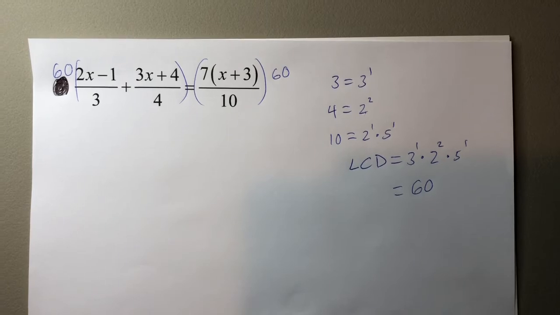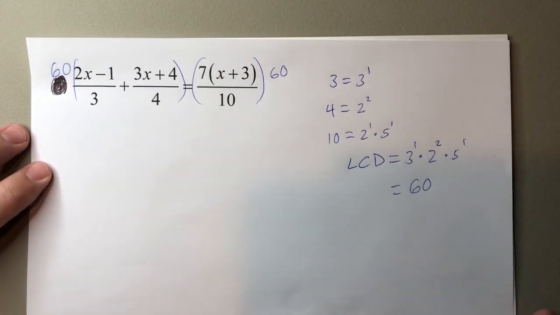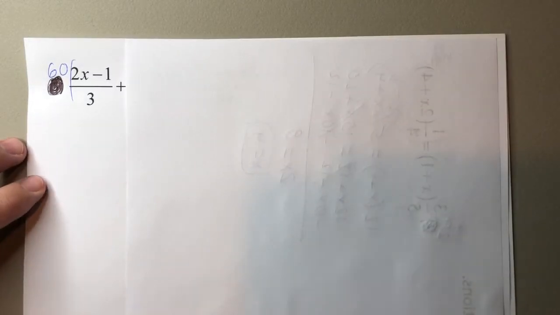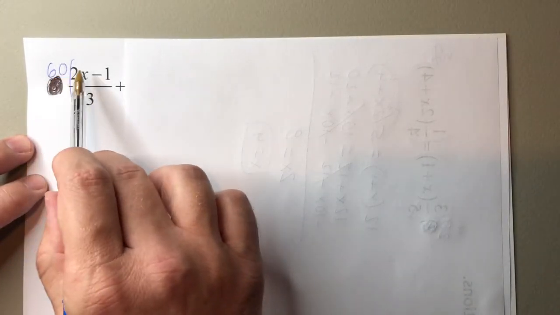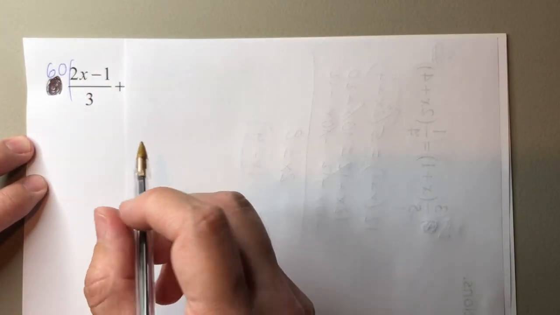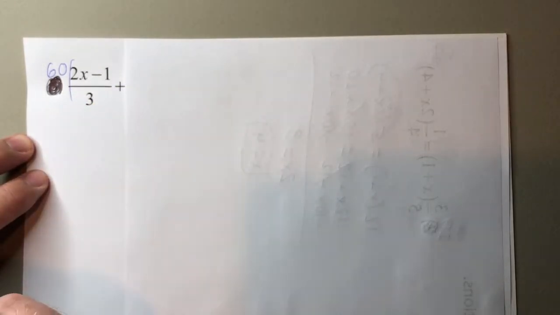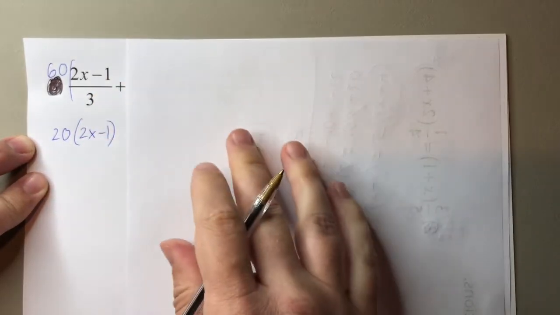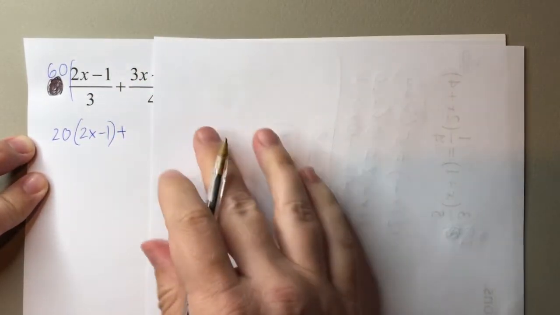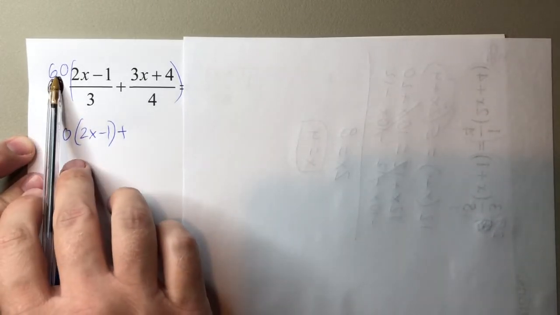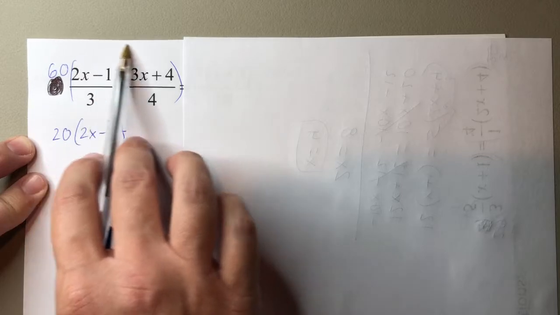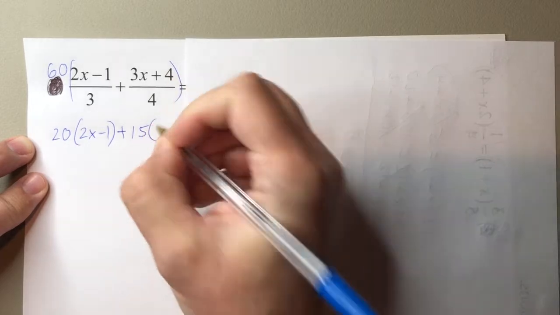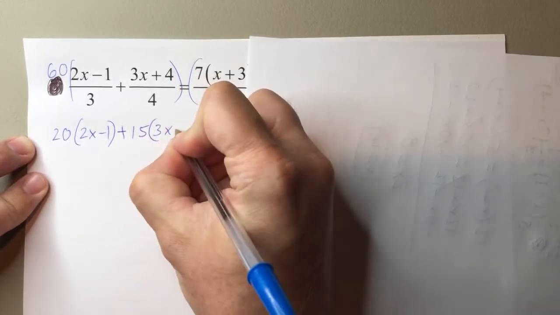Let's take it step by step, expression by expression. Let's just look at this first. What do we get when we have 60 times 2x minus 1 all over 3? Well, 60 over 3 reduces to 20, and then I bring down the 2x minus 1. Bring down your plus right here. The next thing: what's 60 divided by 4? Well, that's 15. So you write 15, and then bring down the quantity of 3x plus 4.